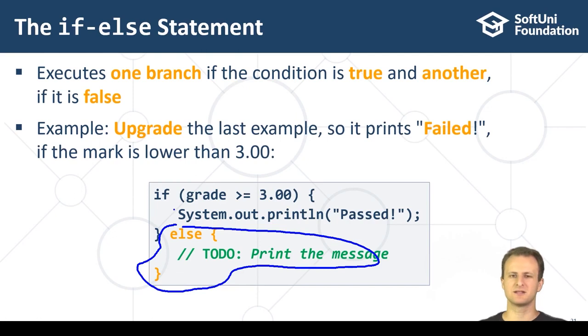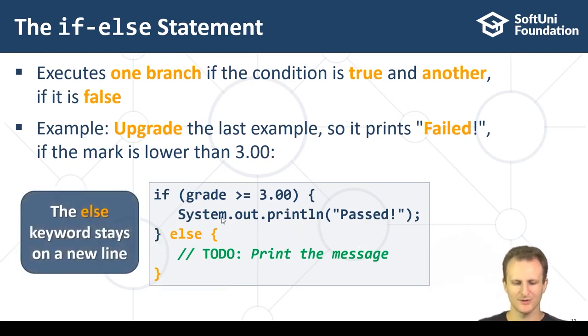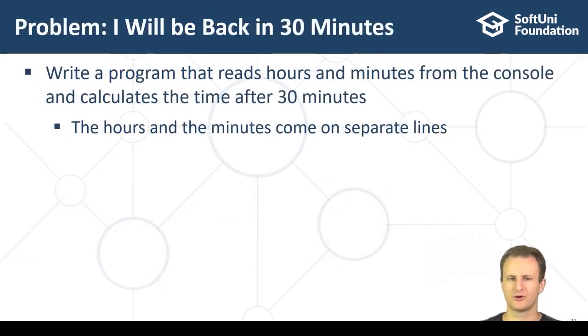So in some cases, we only want to execute a piece of code if some condition matches. And if that condition doesn't match, we just don't execute that part of the code. In that case, we just use an if. If we want to execute one piece of code if the condition matches, but another piece of the code if the condition doesn't match, well, then we need an else. Okay, so this was the example for passing a grade.